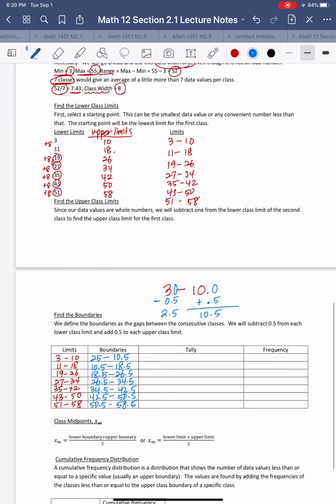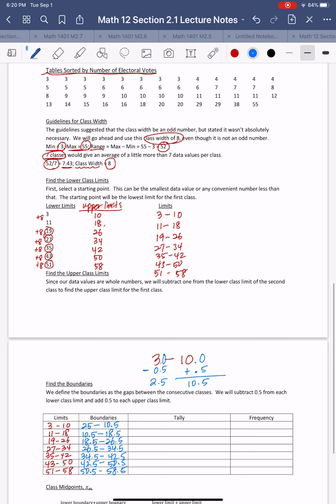And then I'm using the table, which is this table, to get the tallies, okay? So when I'm looking for the numbers between 3 and 10, let me see how many there are. So 3 to 10 means there's 1, 2, 3, 4, 5, 6, 7, 8, 9, 10, 11, 12, 13, 14, 15, 16, 17, 18, 19, 20, 21, 22, 23, 24, 25, 26, 27, 28, 29, 30, 31, 32, 33, 34. So there are 34, okay?